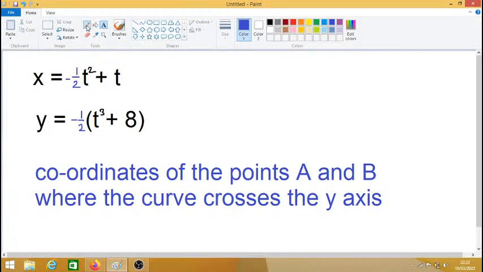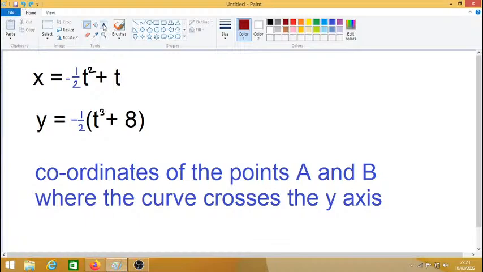Okay, so just picture the axes. We've got the x-axis going across and then the y-axis. We don't know what this curve looks like, but just say it looks like this. Then we're looking for where the curve crosses the y-axis. So that's this point here. And what we know about anything on the y-axis is that the x-coordinate is 0. The x-coordinate is 0. So let's use that.